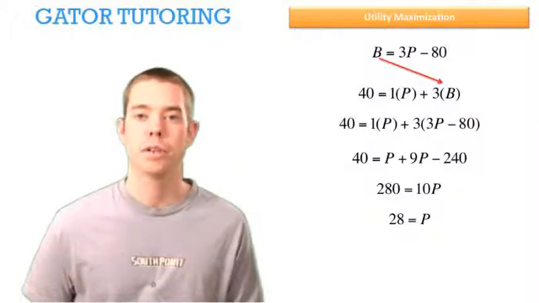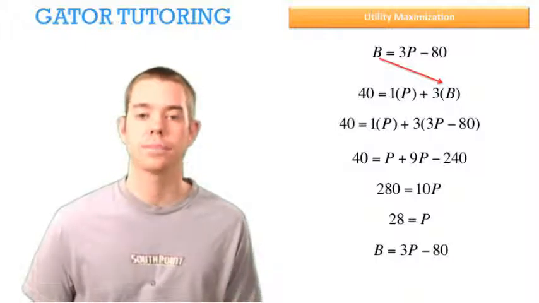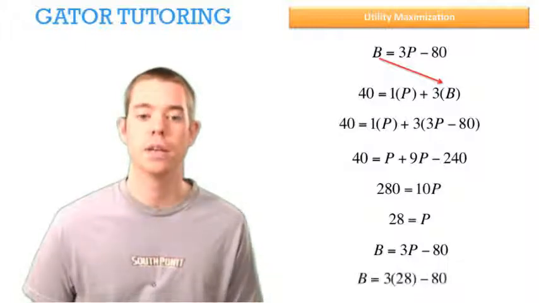So we know that beer was just a function of pizzas. We had solved for that already. B equals 3P minus 80. So now we can just plug in 28 for P and solve for the quantity of beers we drink, which in this case is 4 bottles of beer.